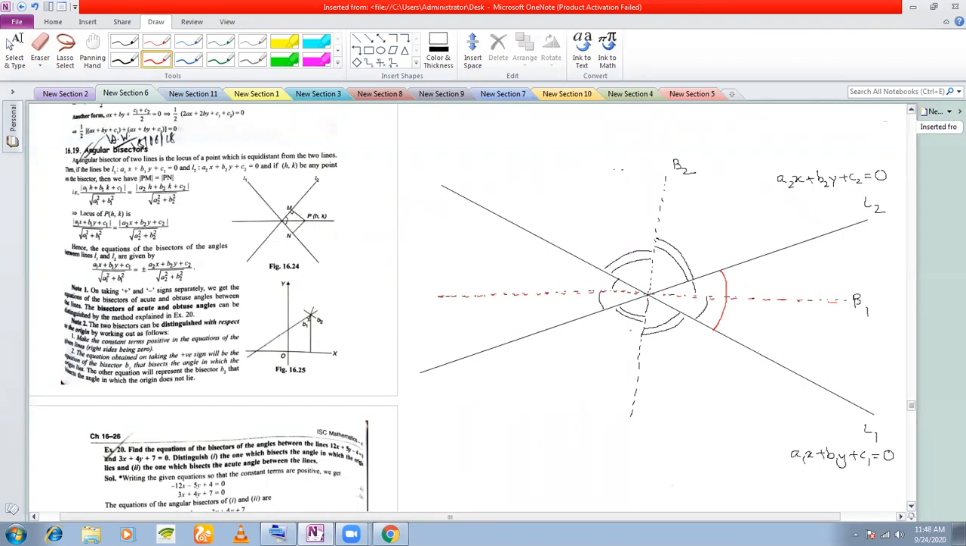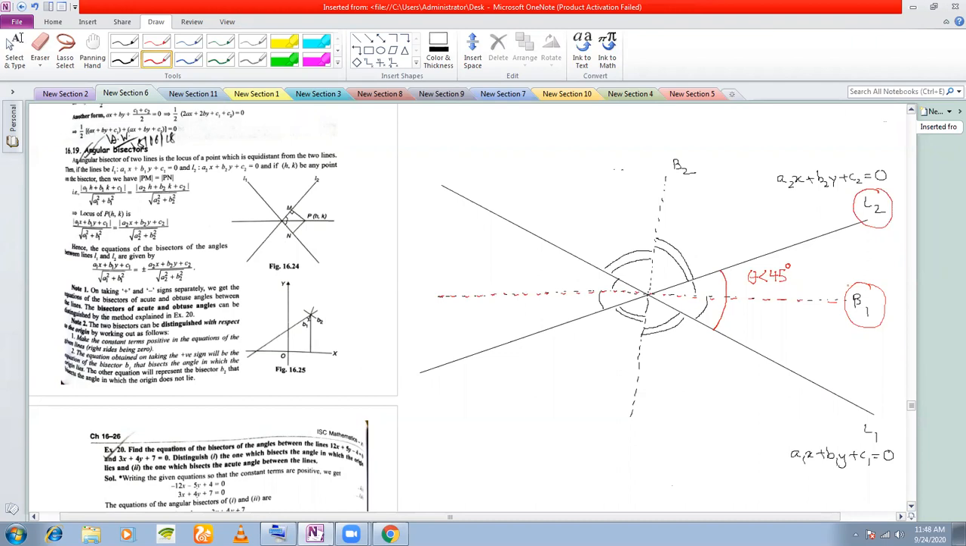So how will we check which bisector is the bisector of the acute angle? From the equation, definitely we cannot say which is the bisector of the acute angle and which is the bisector of the obtuse angle. Okay. So you consider the line L2 and the bisector B1, and you check what angle it makes. If this angle is less than 45 degrees, then I can say that B1 is the bisector of the acute angle. Okay, so remember this concept.